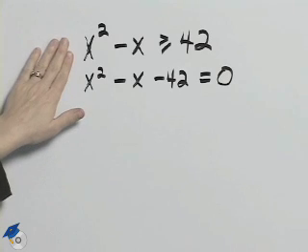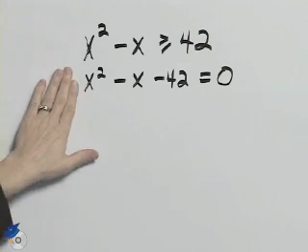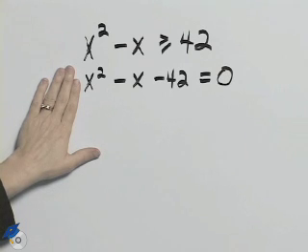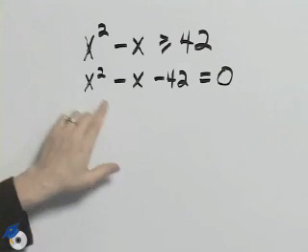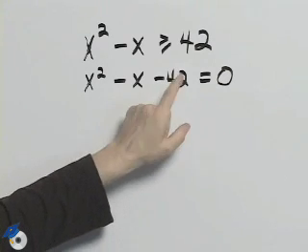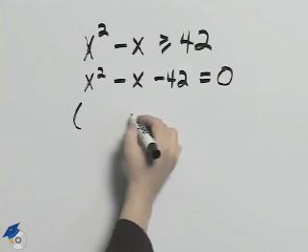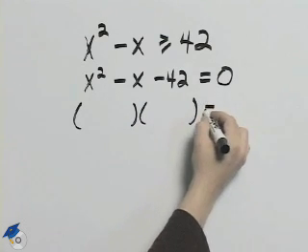In order to solve this inequality, we need to, first of all, find the values that define our intervals. And we will do that by solving x squared minus x minus 42 equals 0, which is simply found by subtracting 42 from both sides of the inequality and then replacing the inequality symbol with an equal sign. We can solve this now simply by factoring.